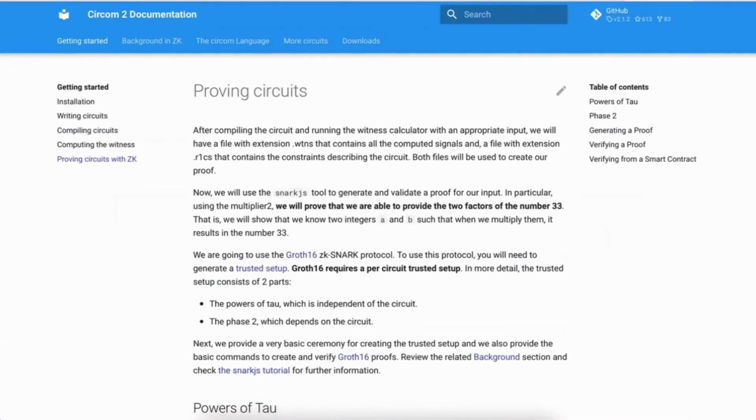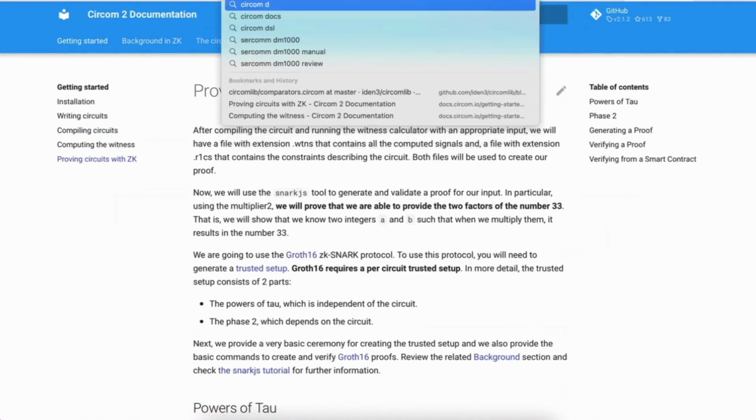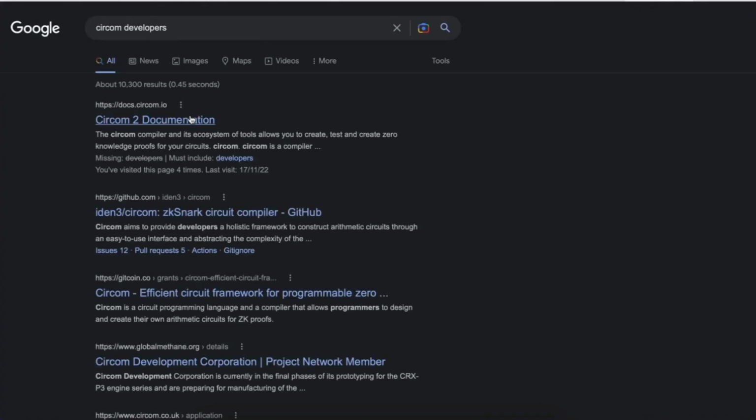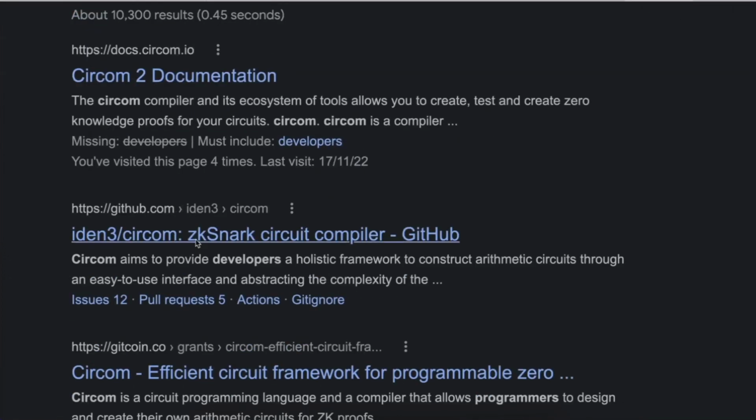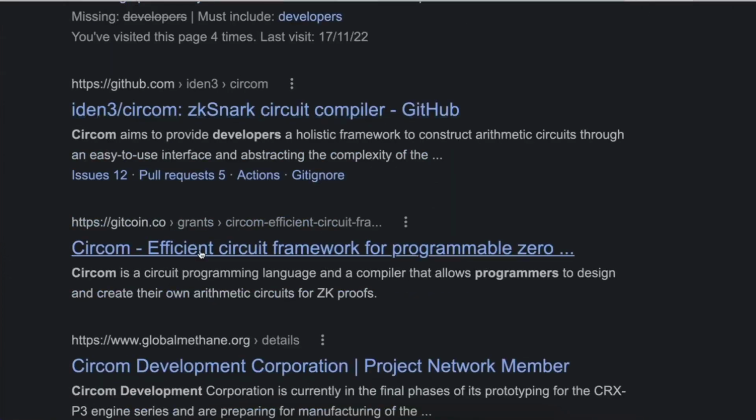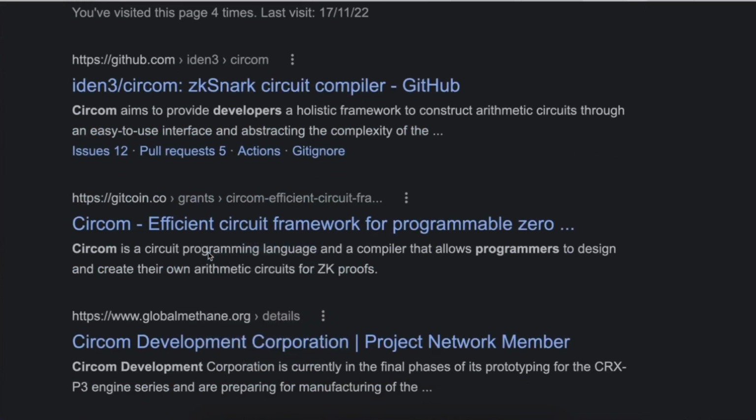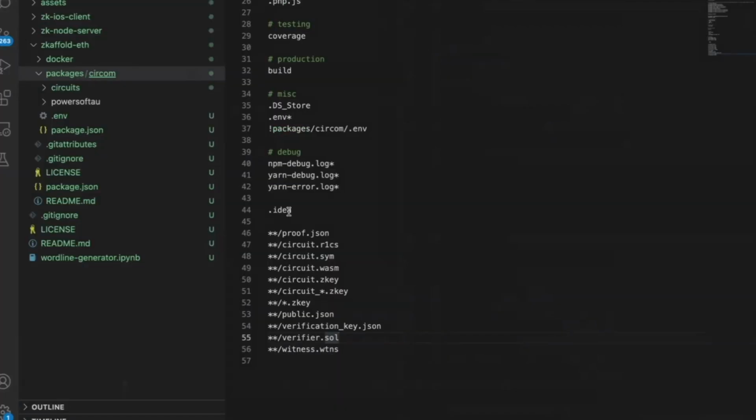Who developed Circom? Who are these people? I don't know, but they have a GitHub. We could see who contributed. But yeah, I think that might be us coming up on time, to be honest. Yes.